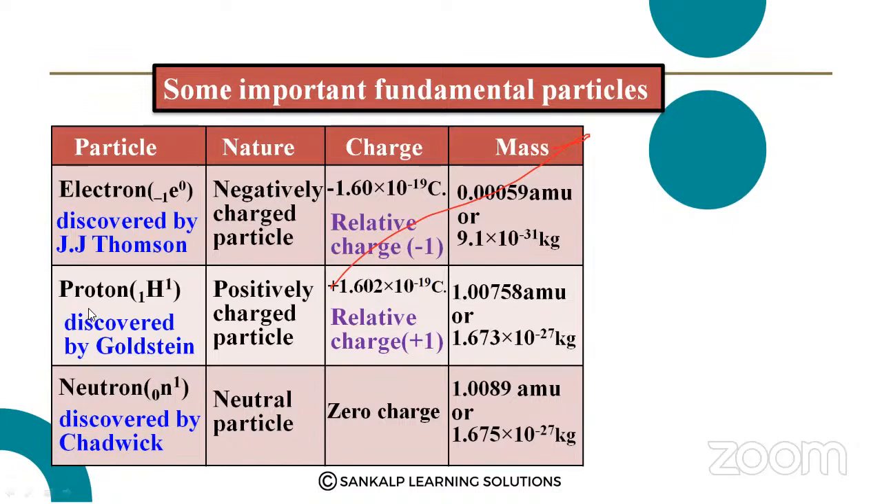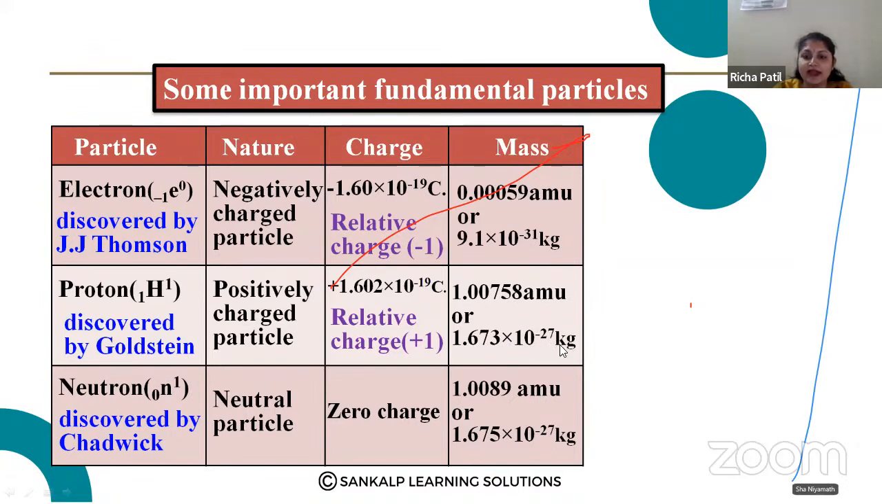The second fundamental particle was proton. This proton was discovered by Goldstein. Remember who discovered which fundamental particle, it is important and asked in exams. Proton is a positively charged particle, and the charge is plus 1.602 into 10 raised to minus 19 coulombs. And what is the mass? It is 1.673 into 10 raised to minus 27 kg.